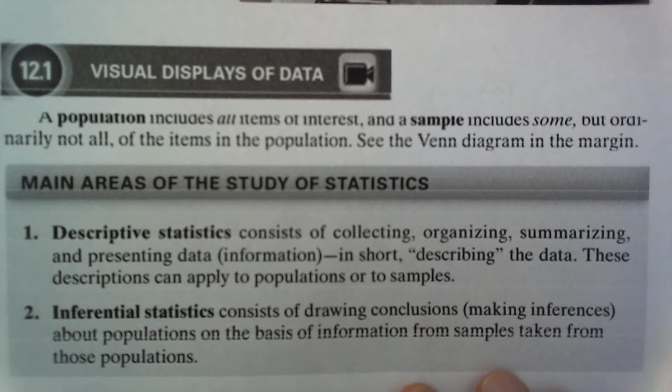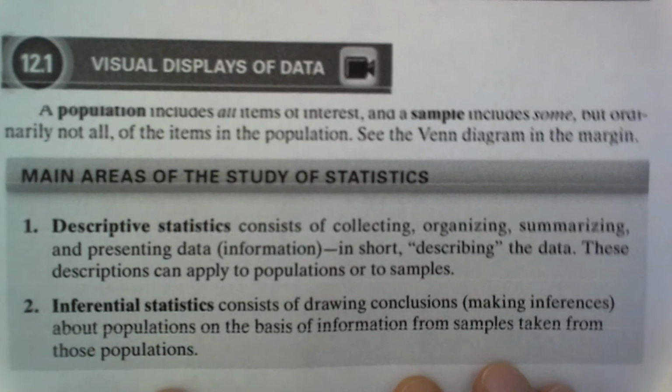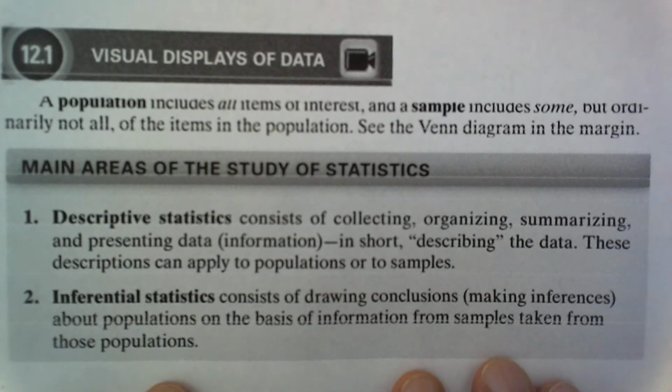And this can apply to the populations and also the samples. And that's what we'll be doing here next. Then the other part of statistics, the second area, is that of inferential statistics. So here we draw conclusions or make inferences about populations. And these are done on the basis of information from samples taken from those populations.